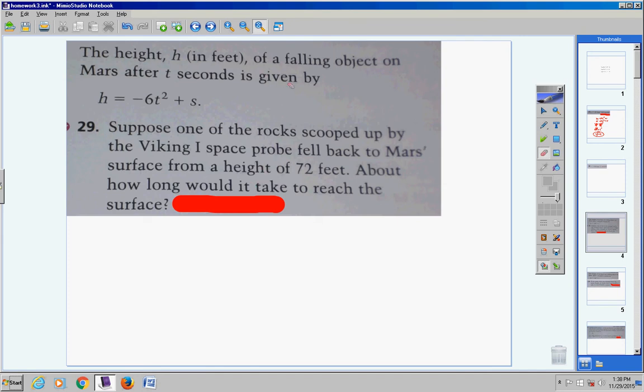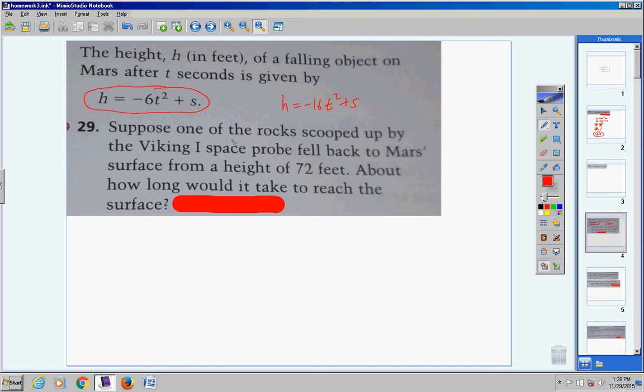The height of a falling object on Mars after t seconds is given by this model here. So obviously with the difference in gravity and all of that, it's going to be a different formula than the one we use on Earth. The one we use on Earth would be, of course, the one we just looked at: H equals negative 16t squared plus s.